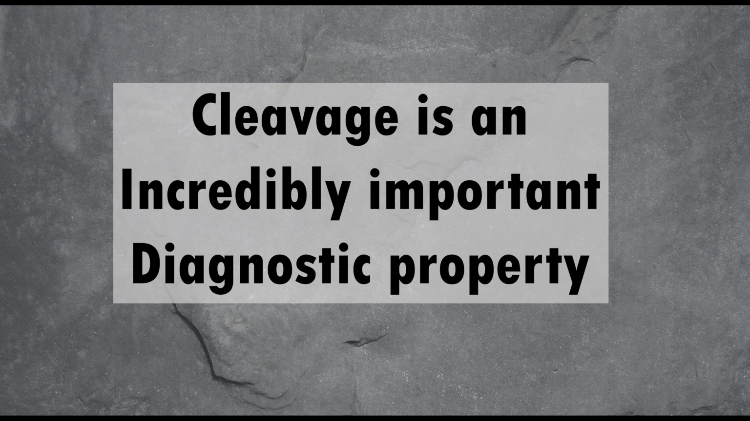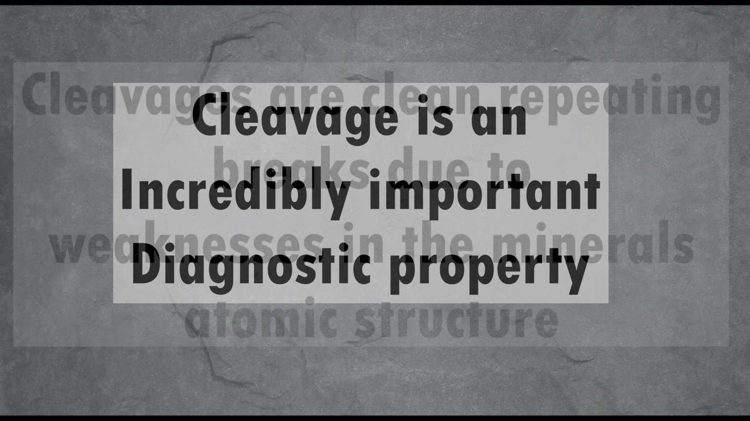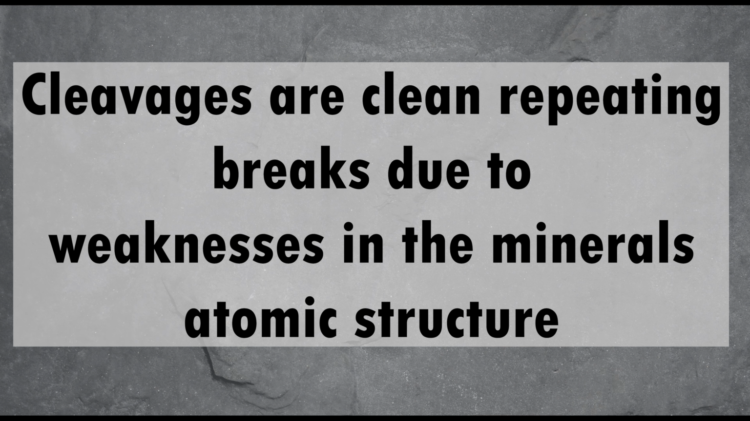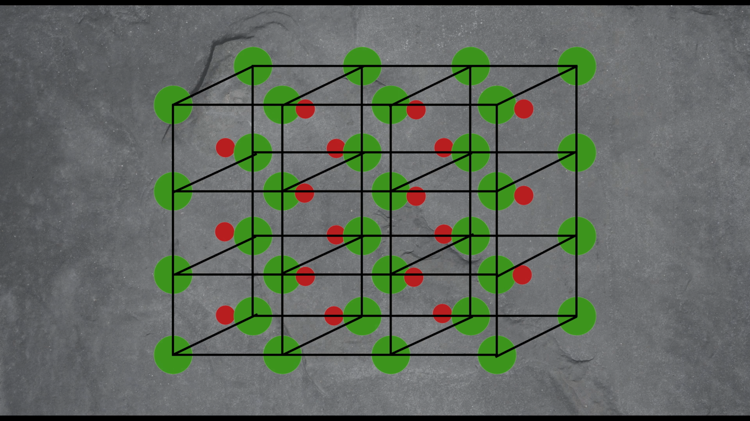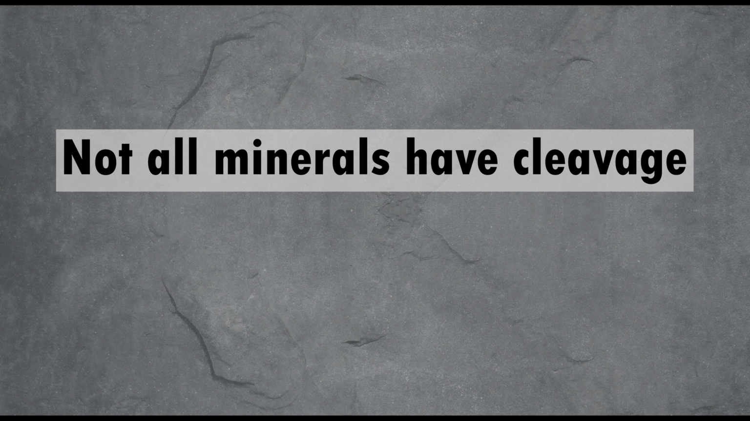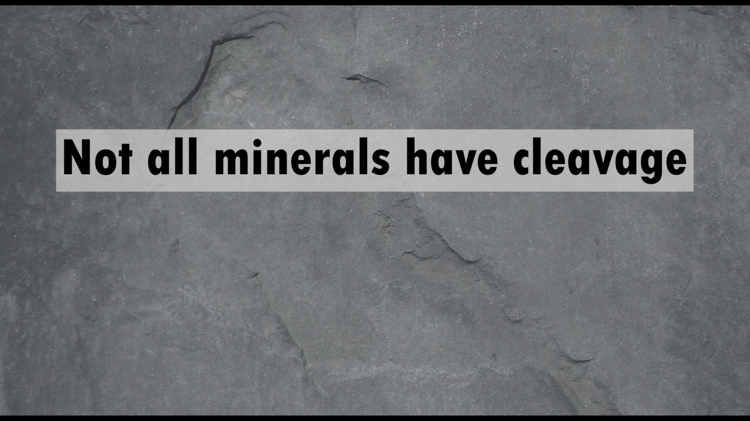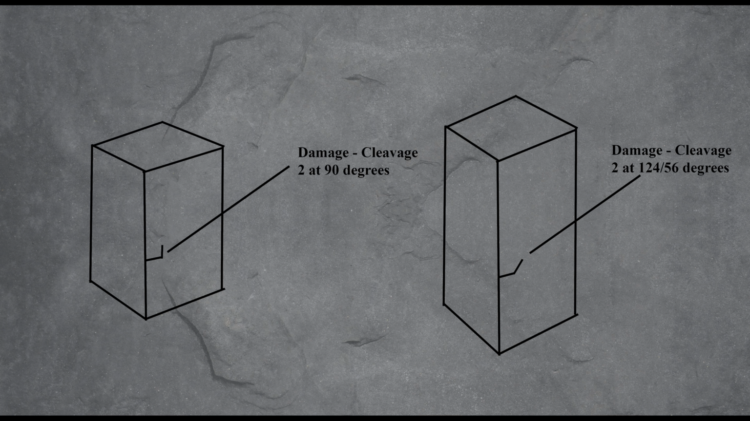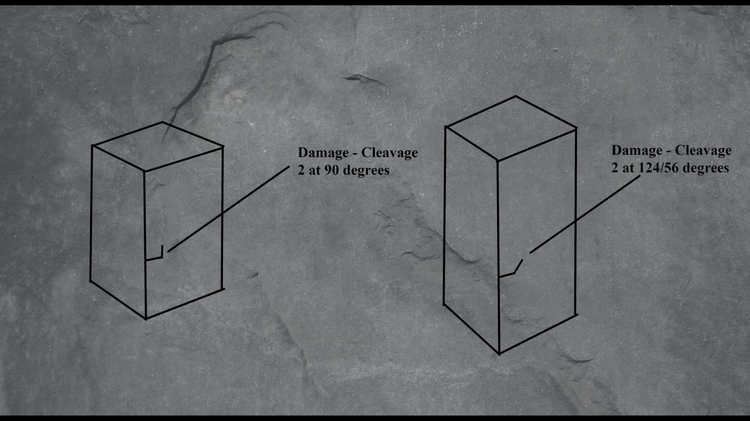On the other hand, cleavage is an incredibly important diagnostic property that results from planes of weakness in the mineral's structure. These are generally smoother, clean breaks that repeat in patterns throughout the crystal, and are due to weaknesses in the atomic structure of the mineral. A given mineral may have one or multiple cleavage planes throughout, though not all minerals have a cleavage plane. And we describe them as either poor, good, or perfect, based on how clean the cut is, in addition to denoting the angle between multiple cleavage planes.